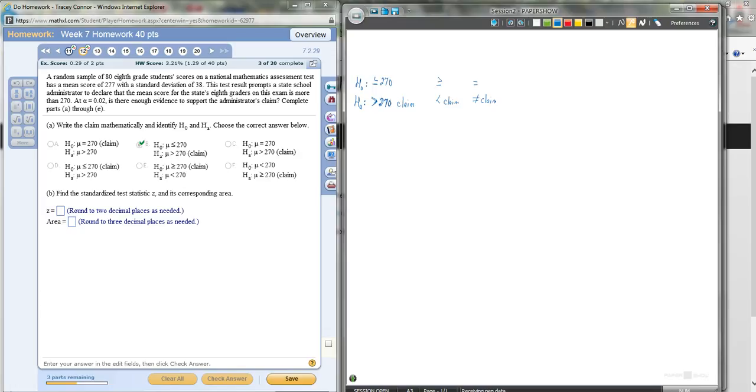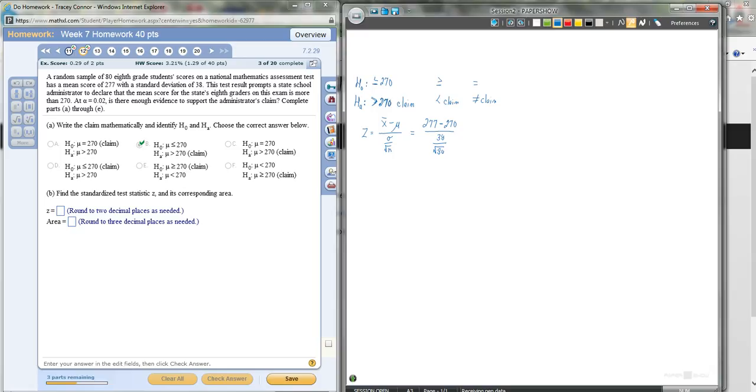So it says find the standardized test statistic Z and its corresponding area. So the Z score, remember, is x bar minus mu over sigma over square root of n. And we can use this because our sample size is greater than 30. We have 80. So x bar is going to be the 277, the number we have in the problem there, minus the 270, which is our assumption to start with. And then we have the standard deviation of 38 over the square root of 80.